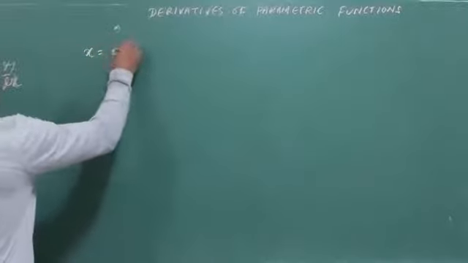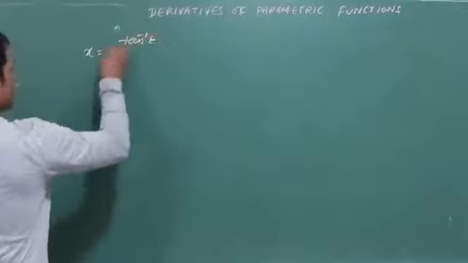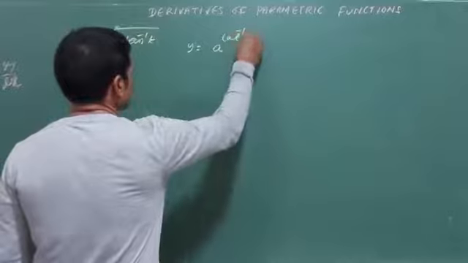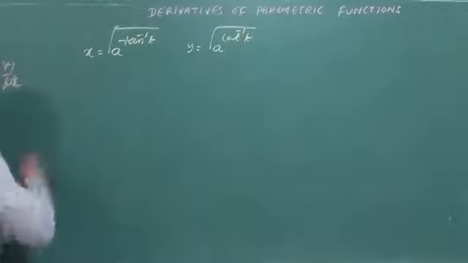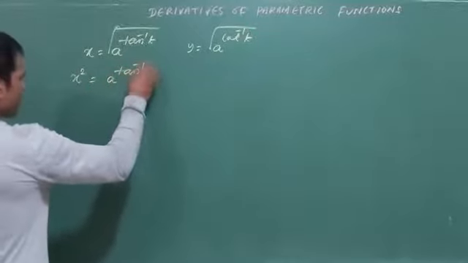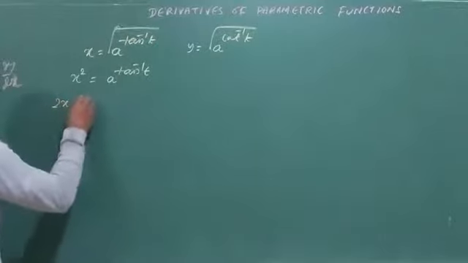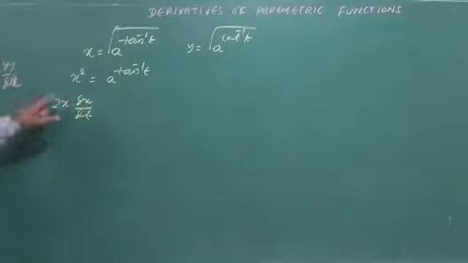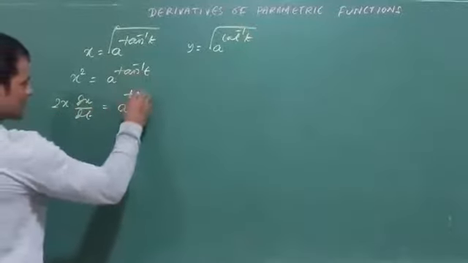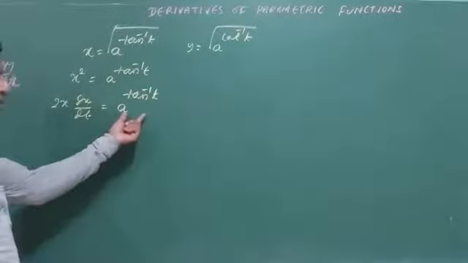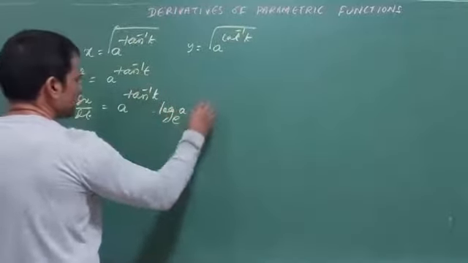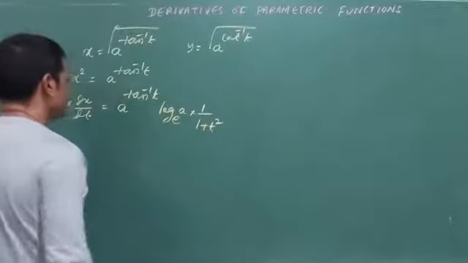x = √(a^(tan⁻¹ t)), y = √(a^(cot⁻¹ t)). I can go for squaring, no problem. x² = a^(tan⁻¹ t). Differentiate with respect to t: 2x dx/dt = a^(tan⁻¹ t) · log_e a · tan⁻¹ t derivative, 1/(1 + t²).